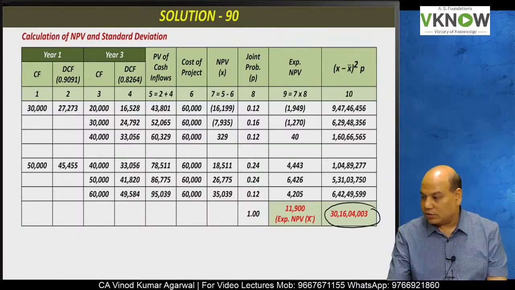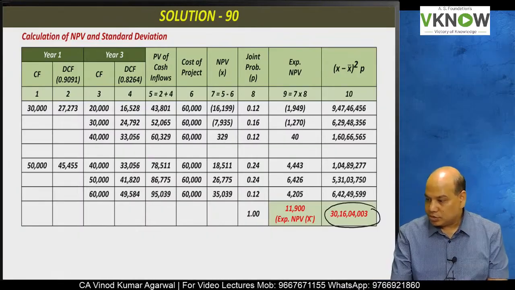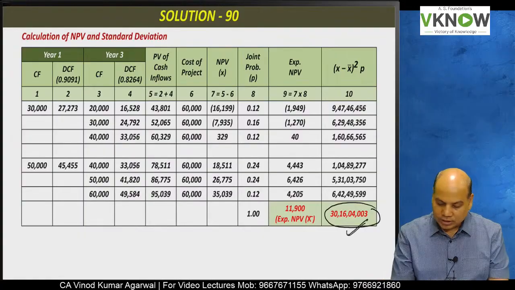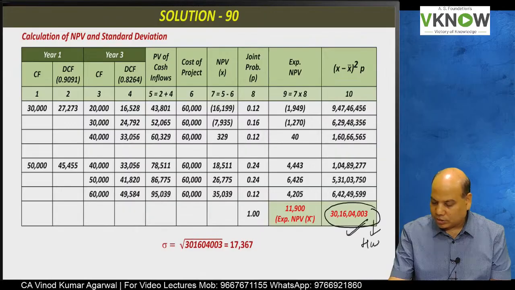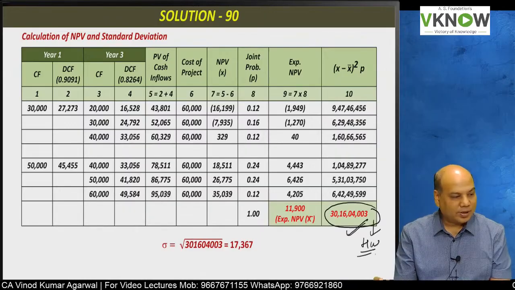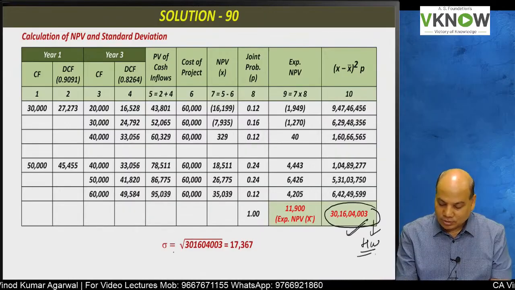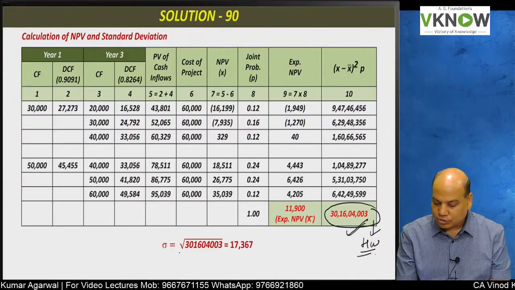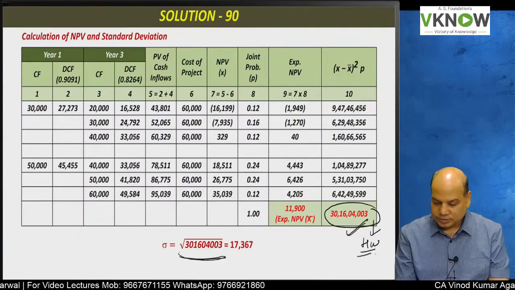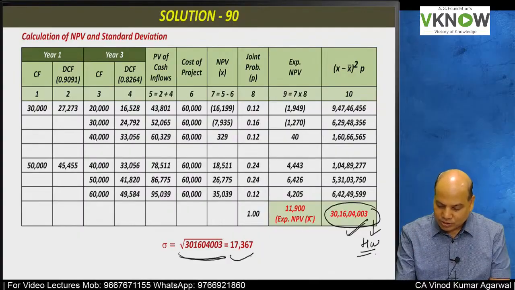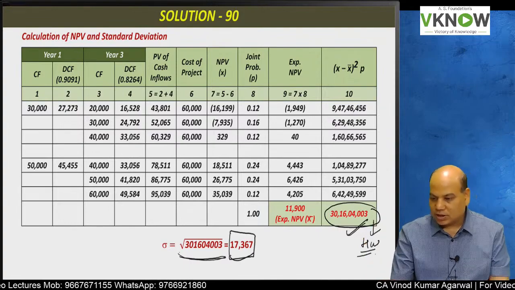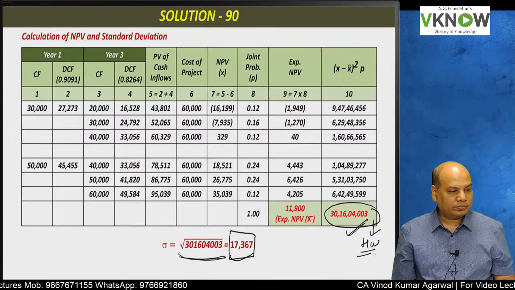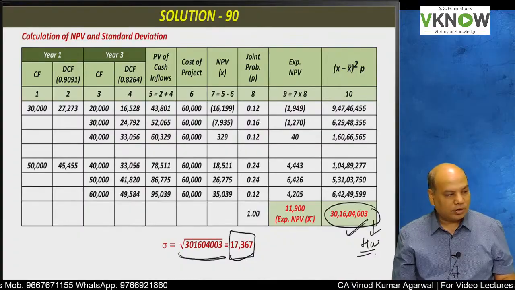Okay, so total is 3016040003. You can check it as homework. If it is right, confirm right now. Standard deviation equal to square root of this number, and it comes to, please check, just press the square root. This is my standard deviation. Very good.